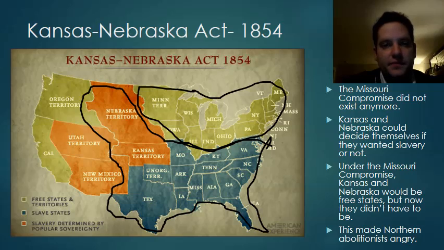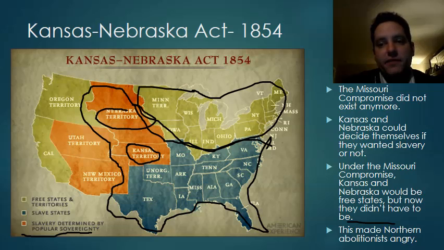So yeah, people in the North, abolitionists, who don't like slavery, do not like this. Because now the Nebraska territory and the Kansas territory can decide for themselves if they want slavery or not. And that is different from the Missouri Compromise. Because before, anything north could not have slaves. But now, if you decided you wanted them, okay.